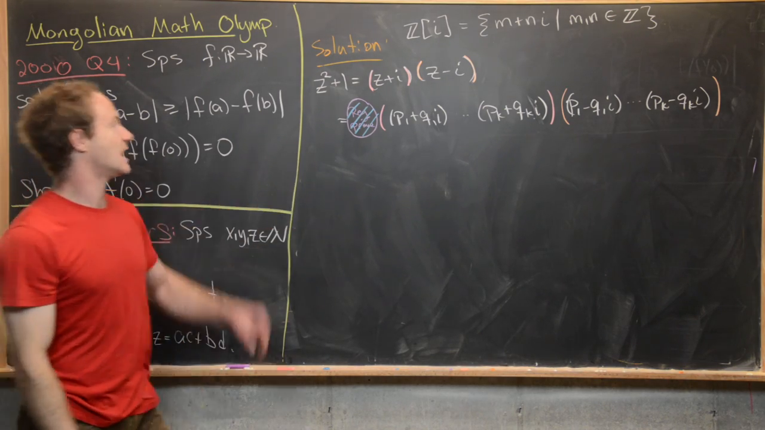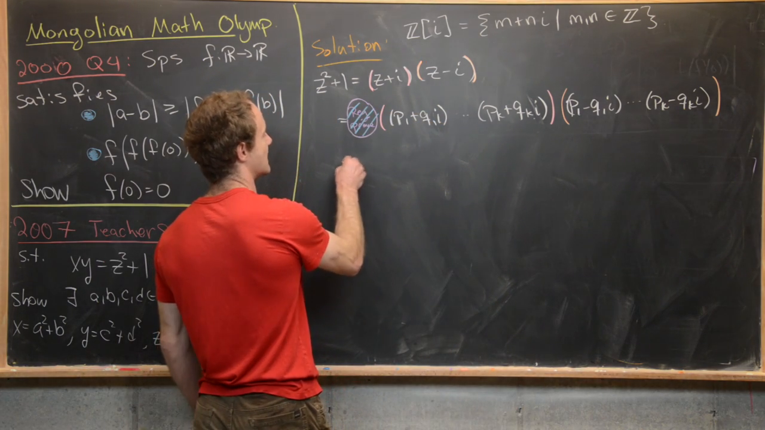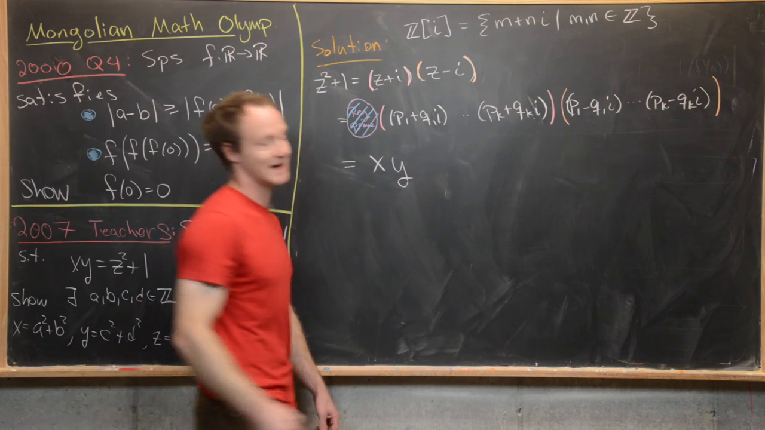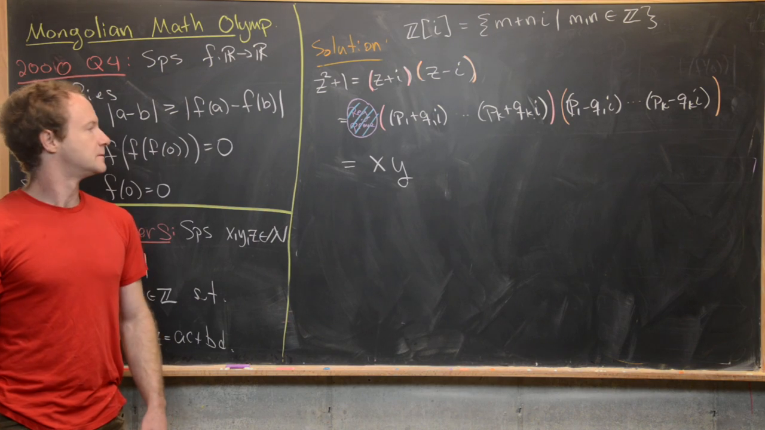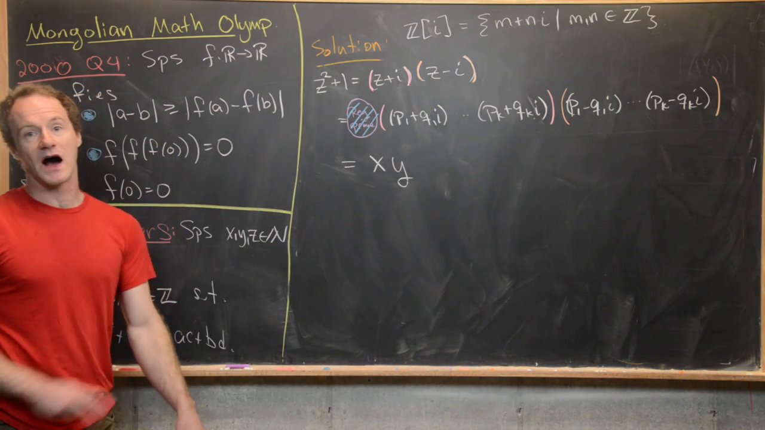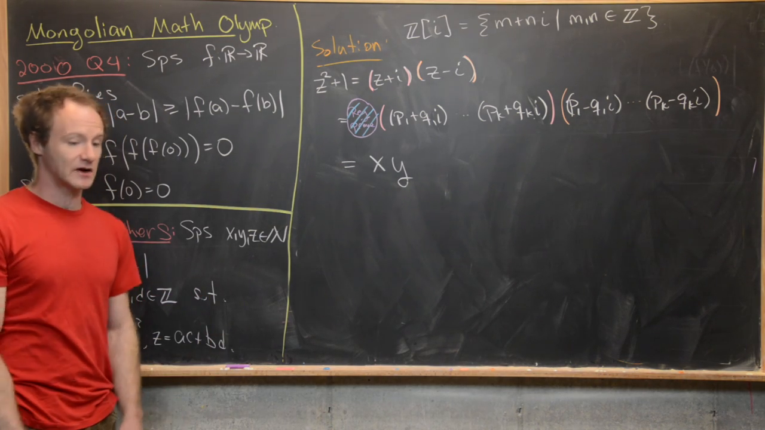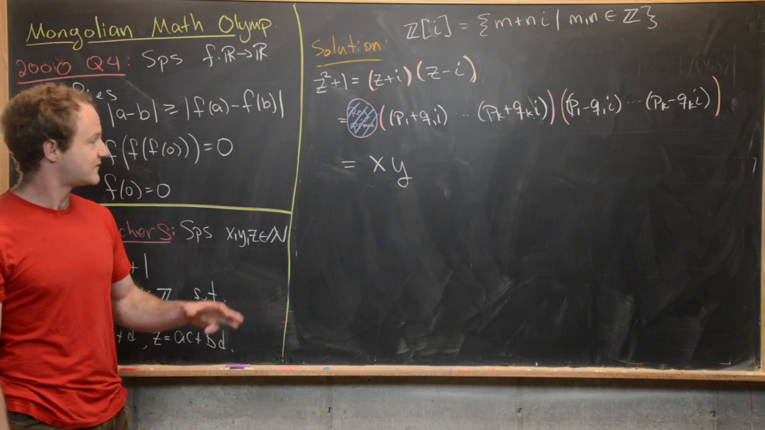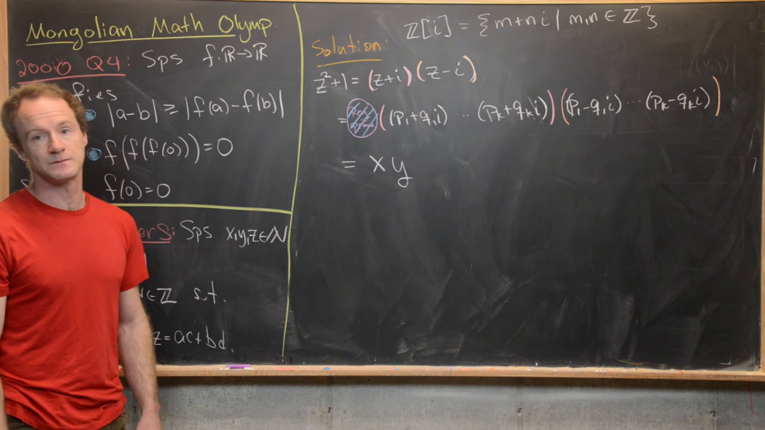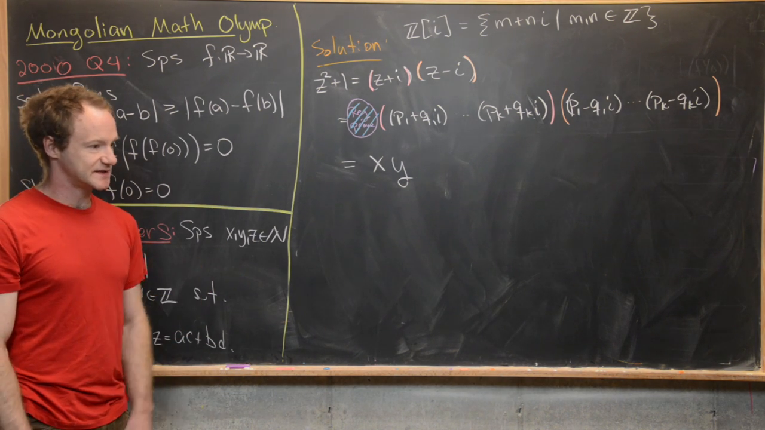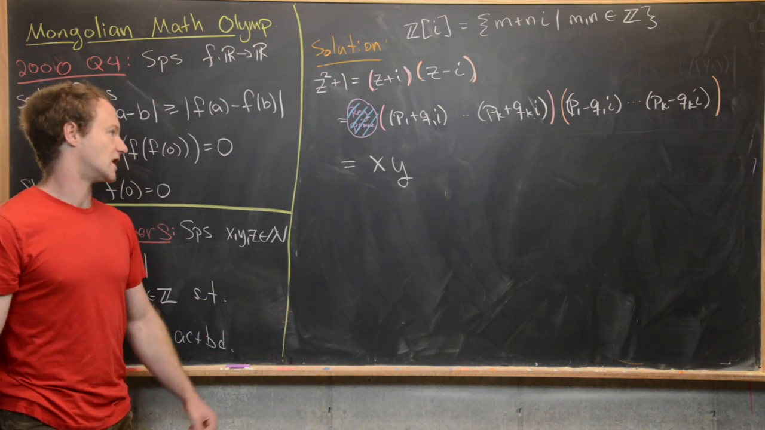Okay, great. And then using our setup, we know that z squared plus 1 is equal to x times y. That means we know that this is also equal to x times y. Now next, notice that x and y have their own factorization into primes and Gaussian primes. And since x and y are both integers, in fact natural numbers, we know that their factorization into Gaussian primes will be a factorization with complex conjugates.